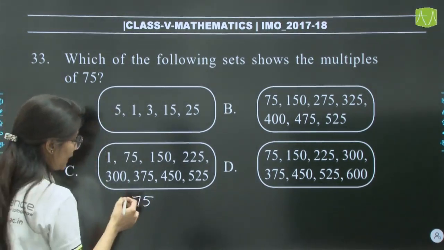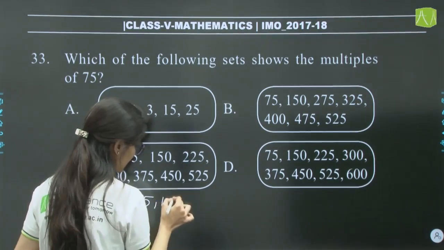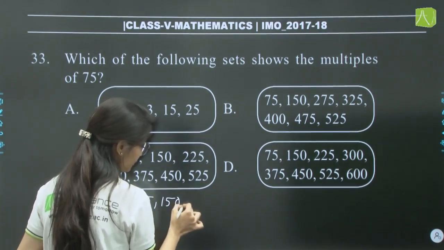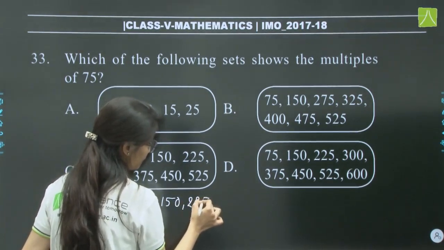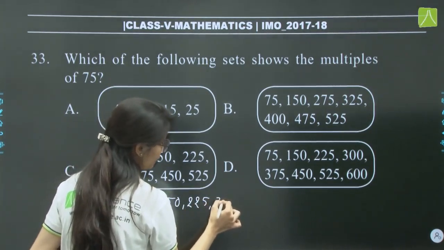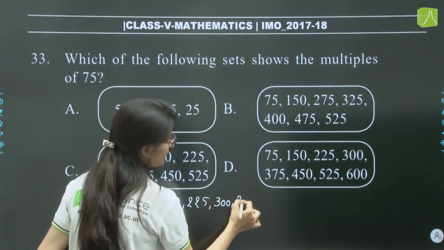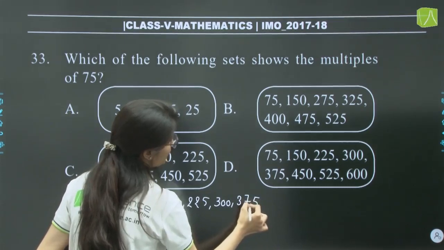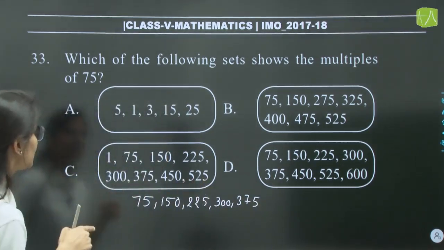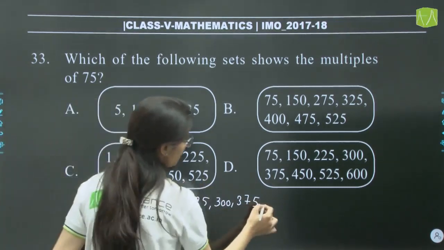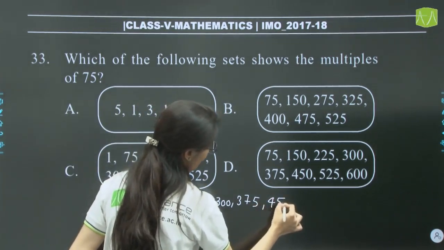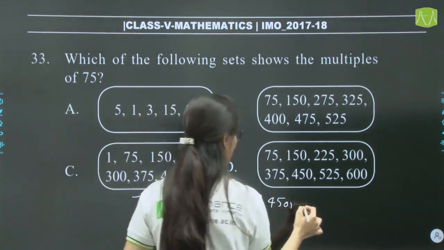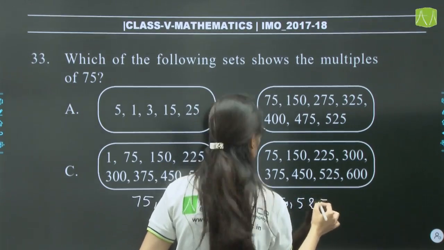So we can write the multiples of 75 will be 75. The second multiple will be 150. The third will be 225. Fourth, 75 multiplied by 4, that will be 300. Then 375, and if you check the options, only one option will satisfy this. Let's write more. It's 450, and then it's 525, and then it's 600.